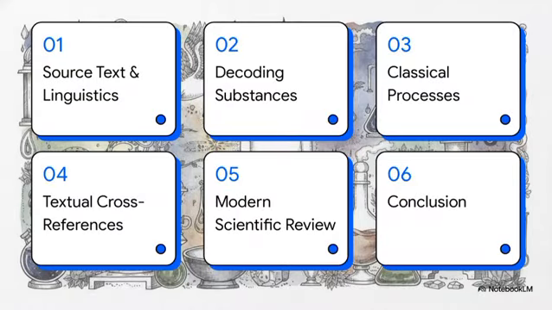So here's our roadmap for this explainer. First, source text and linguistics. Second, decoding the substances. Third, classical processes. Fourth, textual cross-references. Fifth, a modern scientific review. And finally, the conclusion. Let's get into it.